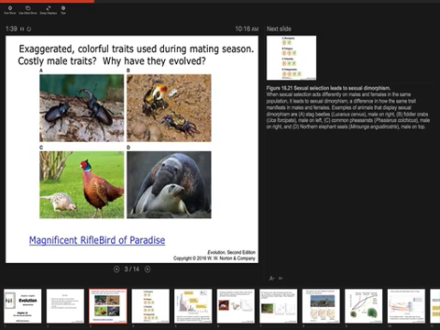So what we're really interested in is how these often exaggerated male traits evolved. One of the perplexing things is that you would think these are fairly costly, right? Not only in terms of producing them, but how obvious they are and all these sorts of things. So what we're going to talk about is why these traits evolve.